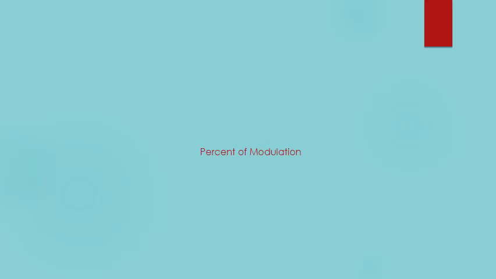Percent of modulation. The percent of modulation has been set at a maximum deviation of plus or minus 75 kHz for FM radio. The FM sound transmission in television is limited to plus or minus 25 kHz.